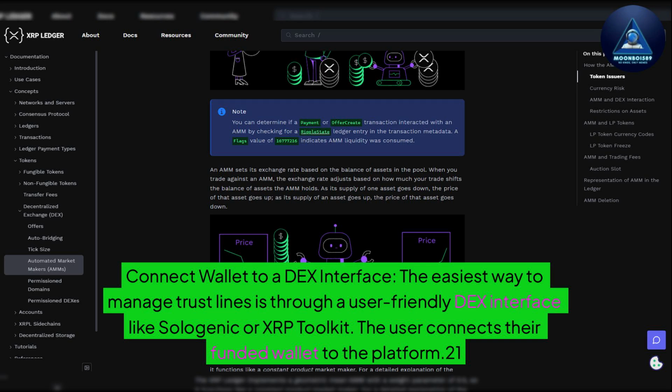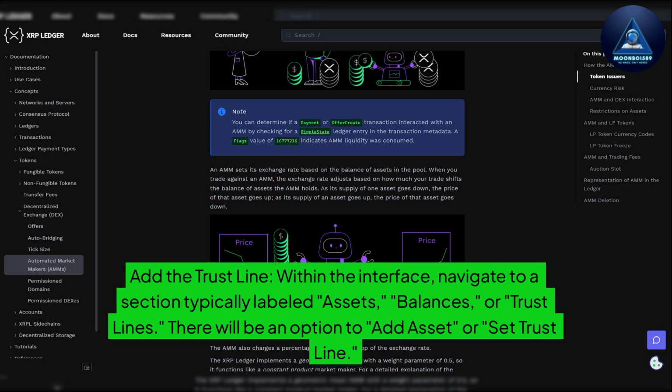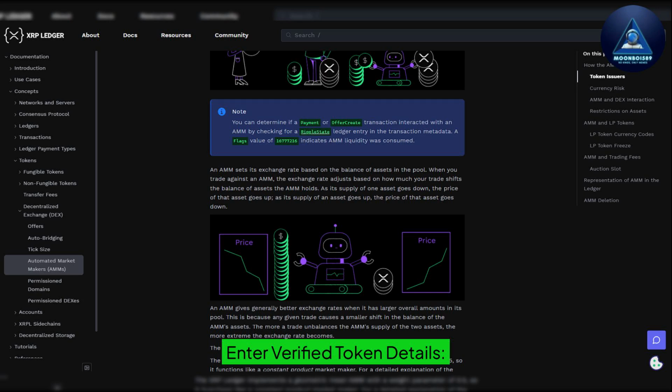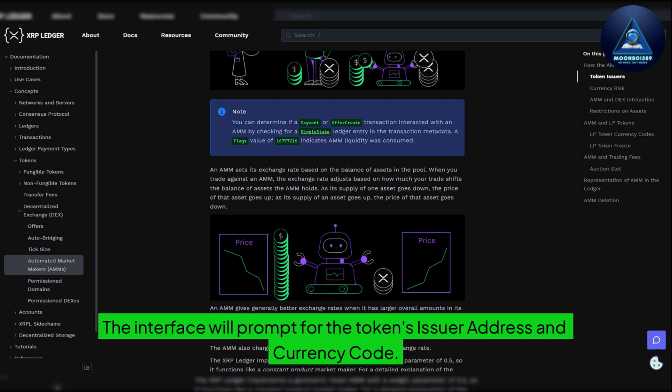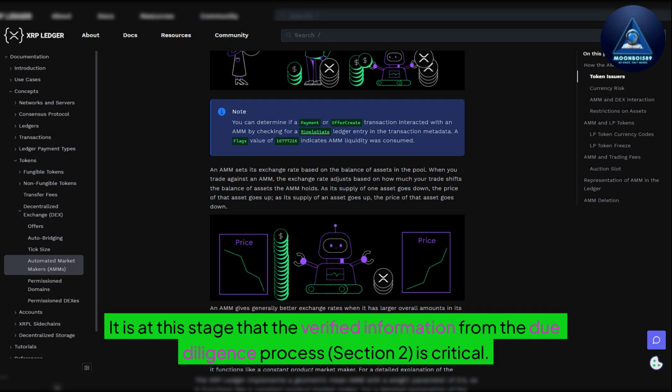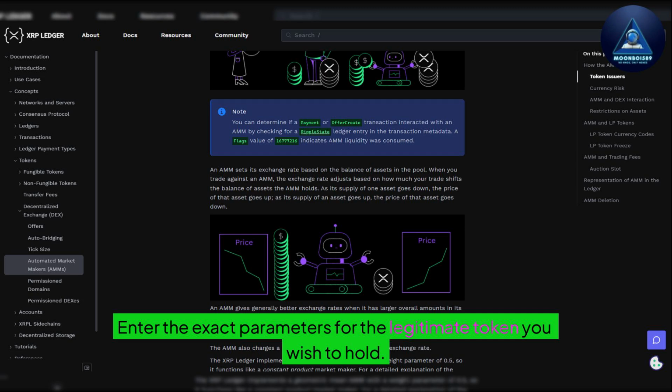Connect wallet to a DEX interface. The easiest way to manage trust lines is through a user-friendly DEX interface like Sologenic or XRP Toolkit. The user connects their funded wallet to the platform. Add the trust line. Within the interface, navigate to a section typically labeled Assets, Balances, or Trust Lines. There will be an option to Add Asset or Set Trust Line. Enter verified token details. The interface will prompt for the token's issuer address and currency code. It is at this stage that the verified information from the due diligence process, Section 2, is critical. Enter the exact parameters for the legitimate token you wish to hold.